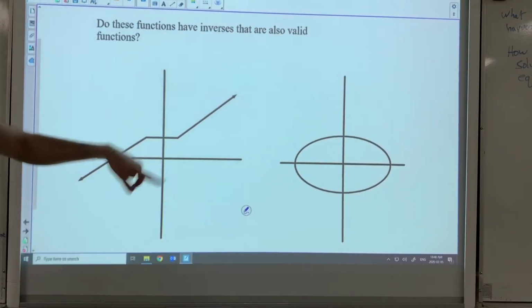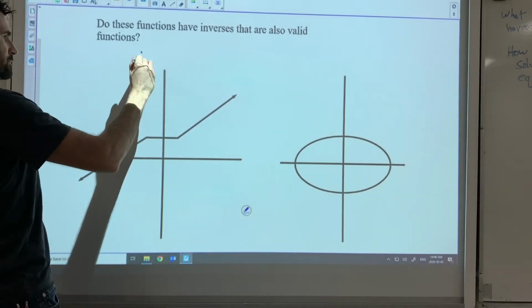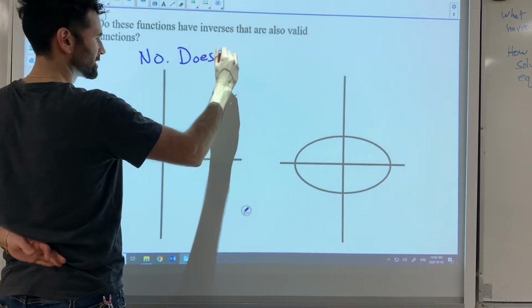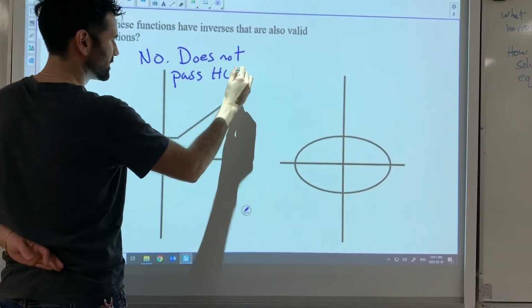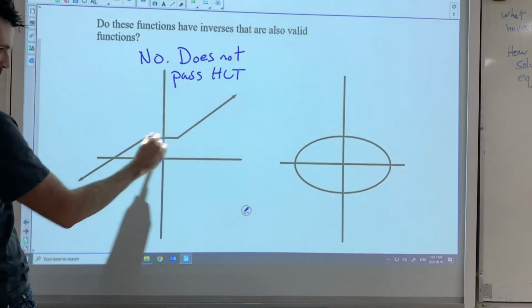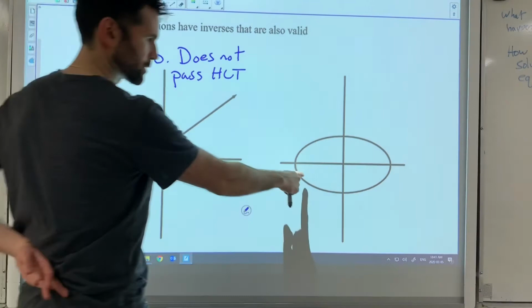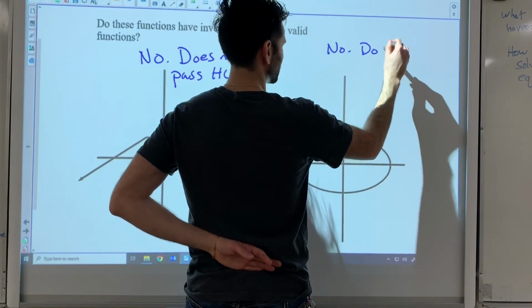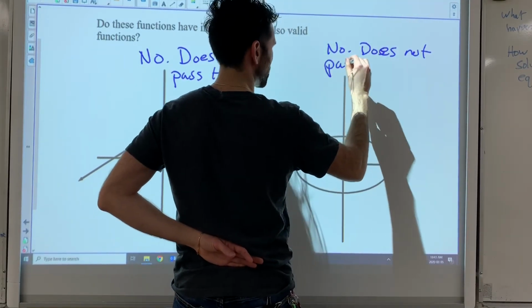So, would this inverse be a function? And how would I know? No. It does not pass the horizontal line test, right? Right here it fails it. It's got a horizontal line, so it fails. What about this one? No. Does not pass horizontal line test.